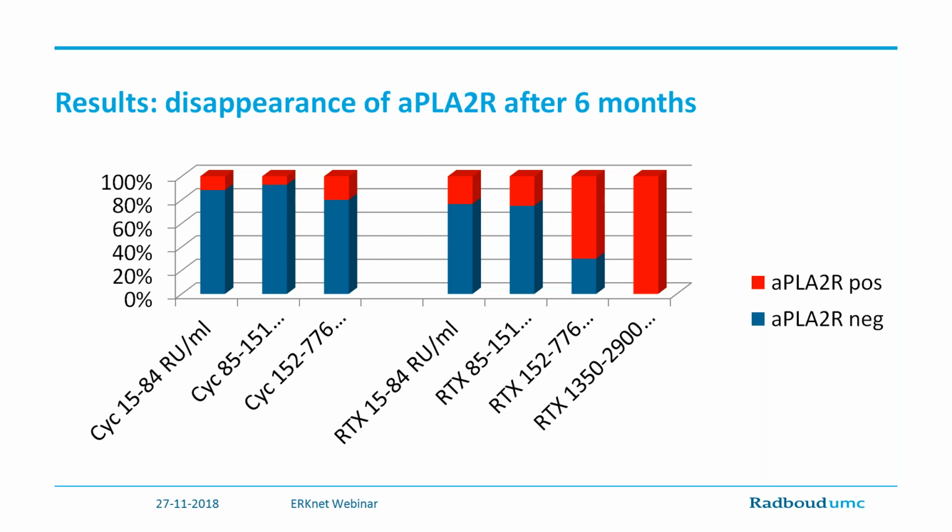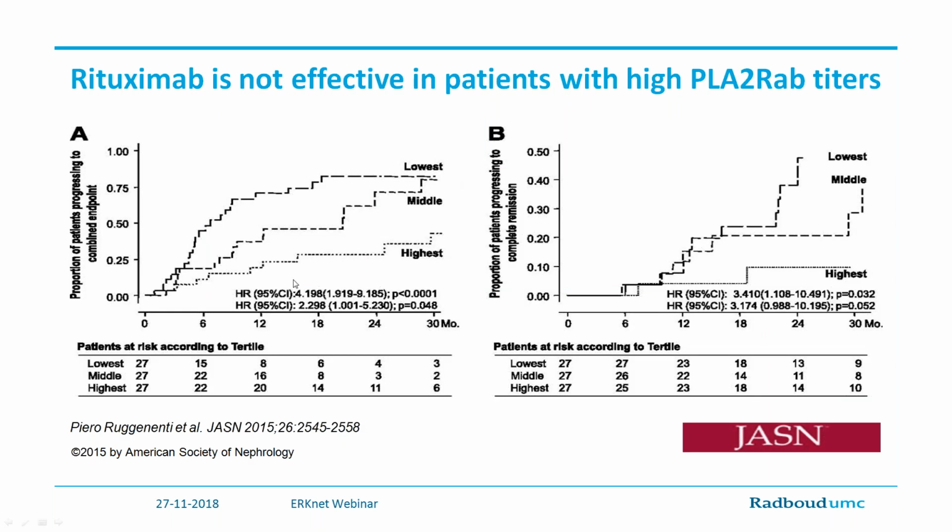And this actually confirmed another investigation already done by the Italian investigators, showing that if you use rituximab and you look at the baseline levels of anti-PLA2R antibodies, then patients in the highest tertile of antibodies had, I would say, a limited response to rituximab, only 1/3 of patients developing a remission of proteinuria. So this again shows that high antibody levels predict a worse response to rituximab.